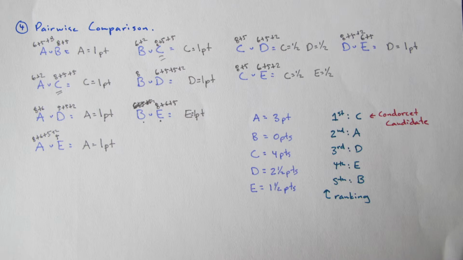Let's do our tally. So A ends up with 1, 2, 3 points. B ends up with nothing.